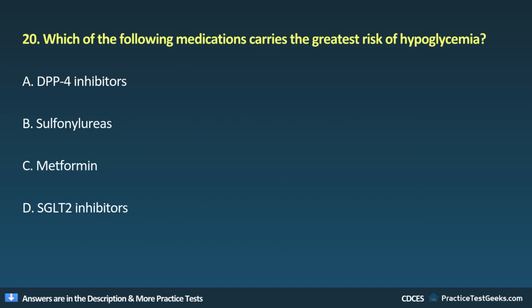20. Which of the following medications carries the greatest risk of hypoglycemia? A. DPP-4 inhibitors. B. Sulfonylureas. C. Metformin. D. SGLT2 inhibitors.